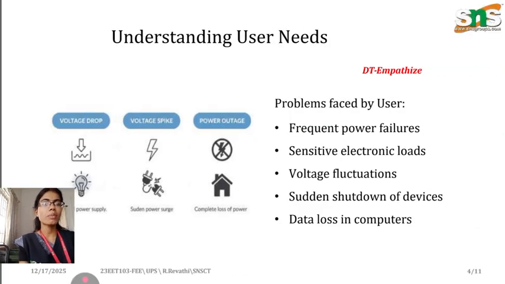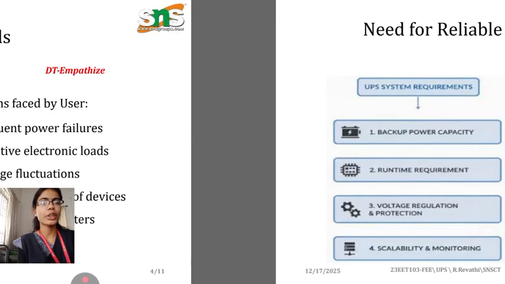Uninterrupted power supply addresses a problem faced by users: frequent power failures, sensitive electronic loads, voltage fluctuations, sudden shutdowns of devices, and data loss in computers. These are all important factors which lead to a power supply cut. So, to avoid all those problems, we use an uninterrupted power supply for continuous power. Voltage drop, voltage spike or power outage are the major causes for the usage of UPSs.